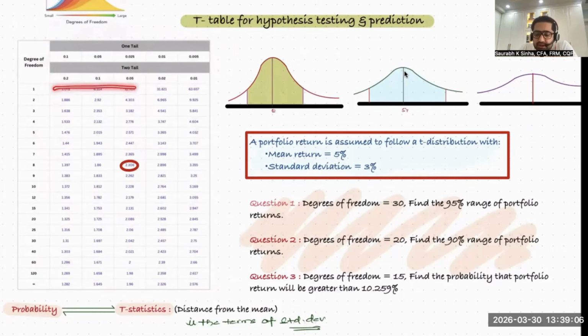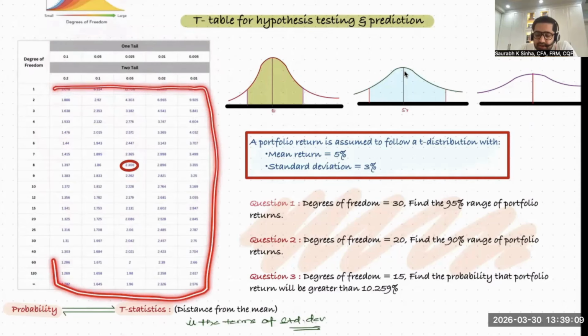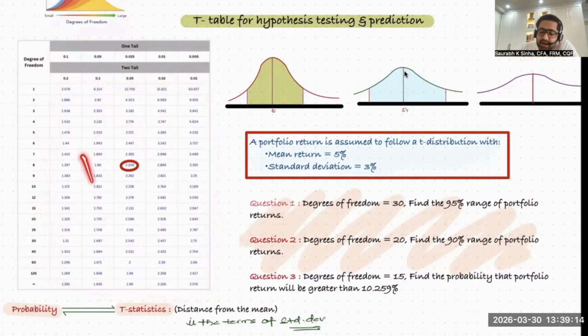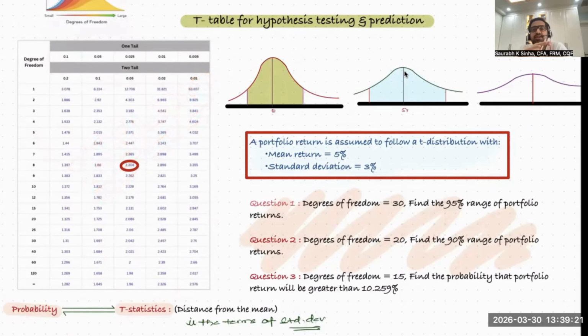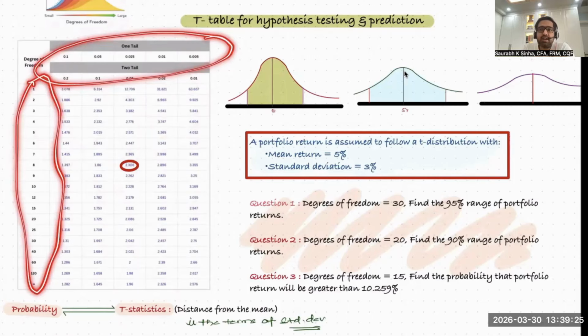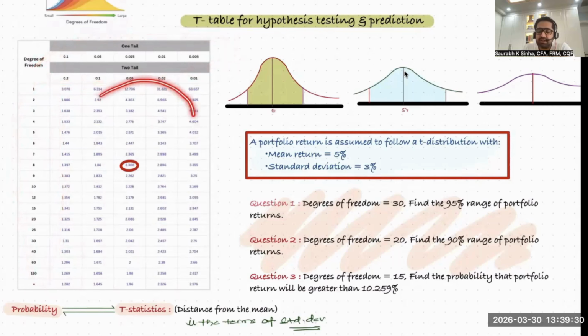Then what is this section? What is the center? The center is the T-statistics. What is T-statistics? T-statistics is the distance from the mean in terms of standard deviation. What is this section? Probability. What is this section? Degree of freedom, representing different shapes of the T distribution. And this section? T-statistics.